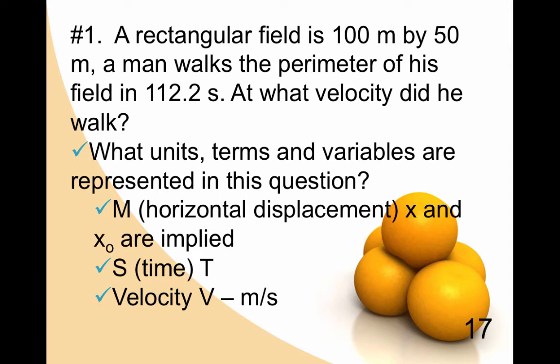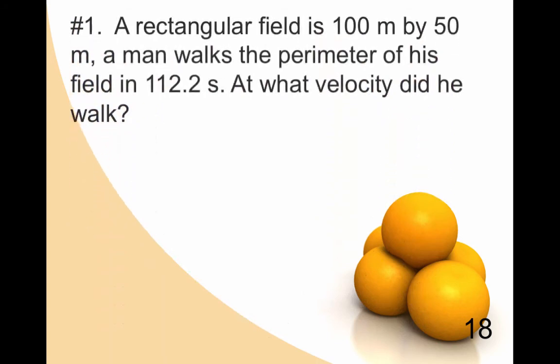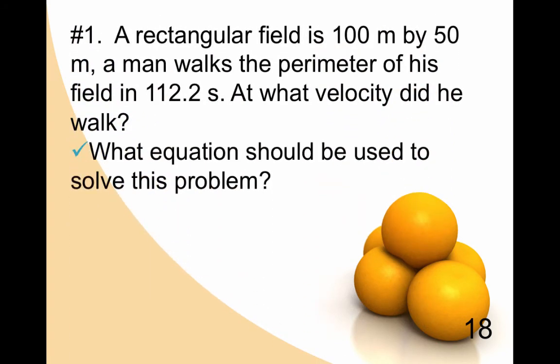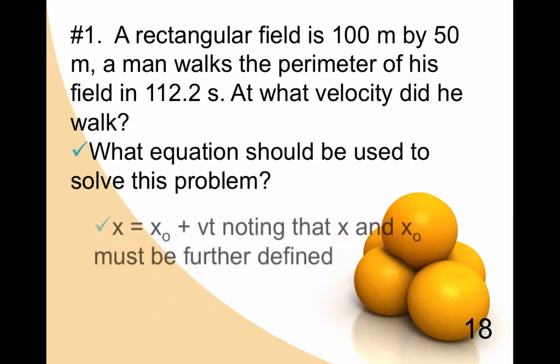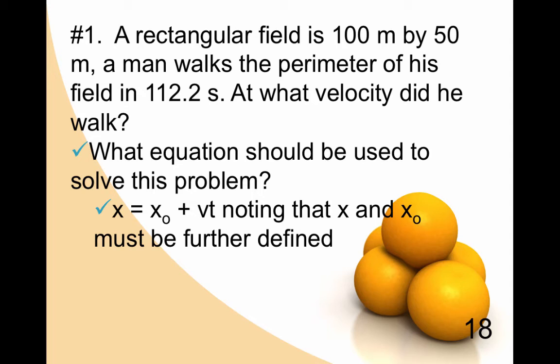So m is a unit. It stands for the horizontal displacement. x and x naught are implied. s is time in seconds. And velocity is v in meters per second. Same question, what equation should we use to solve this? It would be kinematic simple: x is equal to x naught plus vt, noting that x and x naught must be further defined.